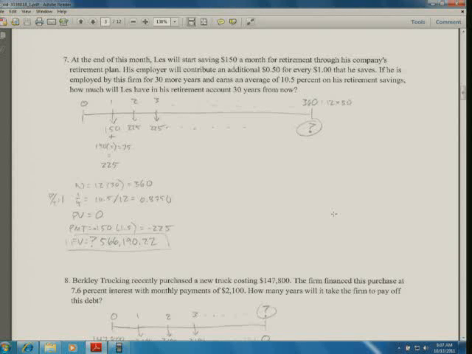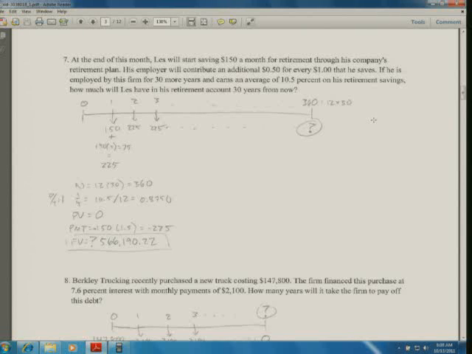Number 7 from the Chapter 5 homework. This problem reads that at the end of this month, Les will start saving $150 a month for retirement through his company's retirement plan. His employer will contribute an additional 50 cents for every dollar that he saves. He's employed by his firm for 30 more years and earns an average of 10.5% interest on his retirement savings. How much will Les have in his retirement account 30 years from now?